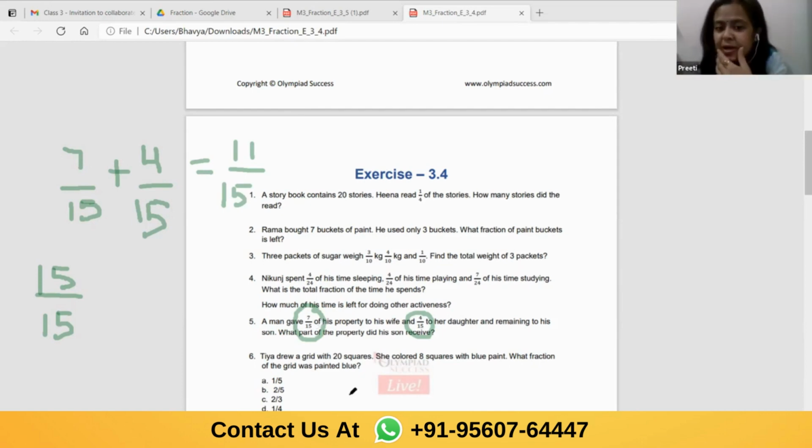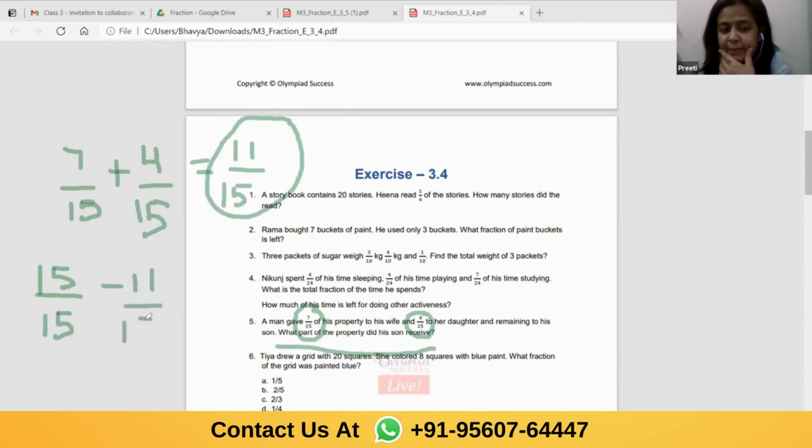So basically, children, in order to find out the leftover part that his son can receive, we will subtract 11 by 15 from 15 by 15 because 15 by 15 is complete whole. I'm writing it on the screen so that Ishan, you can see. By seeing, you will understand. So the property that he can give to his son is 4 by 15 because 15 minus 11 is equal to 4. Is it clear?